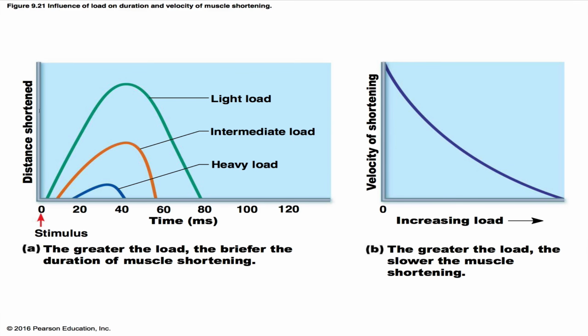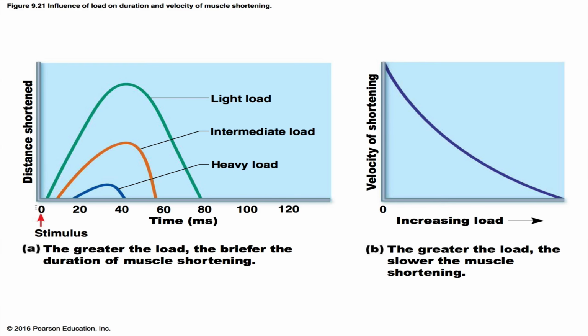Now these graphs show you the influence of load on duration and velocity of muscle shortening. This very first graph is showing you that the lighter load is shown in green, the heavier load is shown in blue, and then you have an intermediate load, which is the orange.